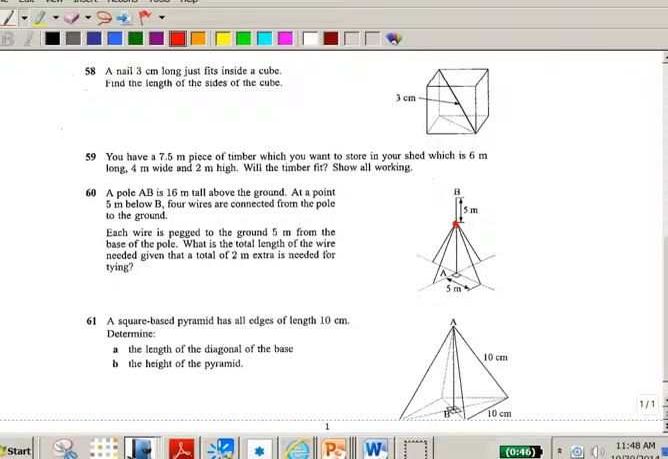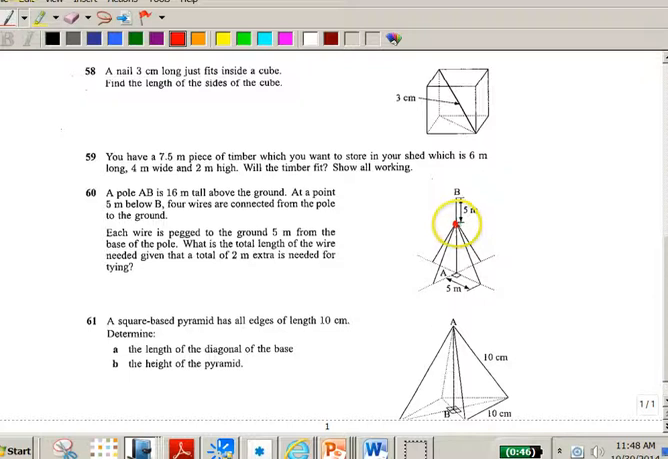I'm going to start number 60 again. I ran out of time on that last video. So if you look at the picture, this one becomes real easy. It looks real complicated, but the pole AB from A to B is 16 meters.